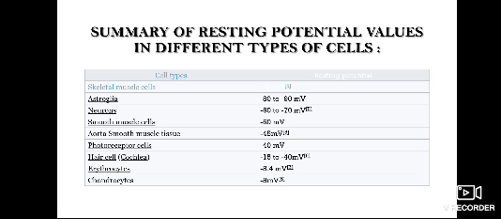Summary of the resting potential values in different types of cells. Astroglia: minus 80 to minus 90 mV. Neuron: minus 60 to minus 70 mV. Smooth muscle cells: minus 60 mV. Other smooth muscle tissues: minus 45 mV. Hair cells: minus 15 to minus 40 mV. Photoreceptor cells: minus 40 mV. Erythrocytes: minus 8.4 mV.